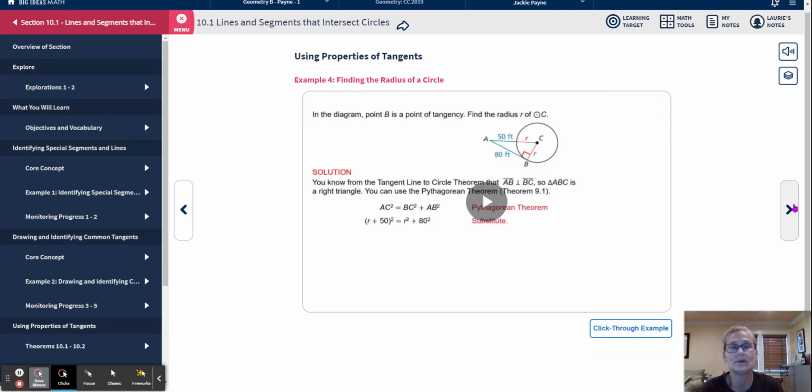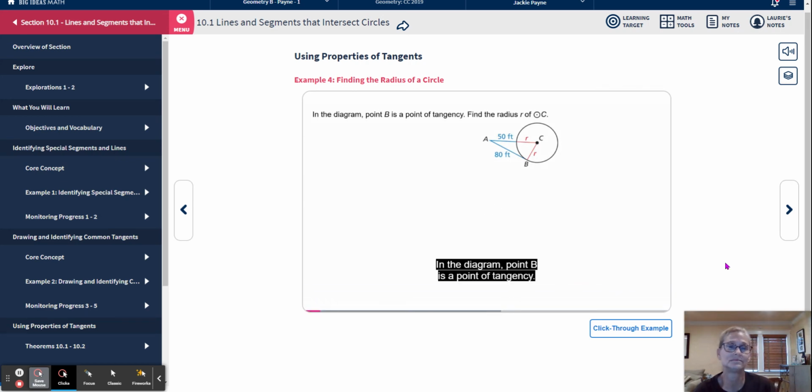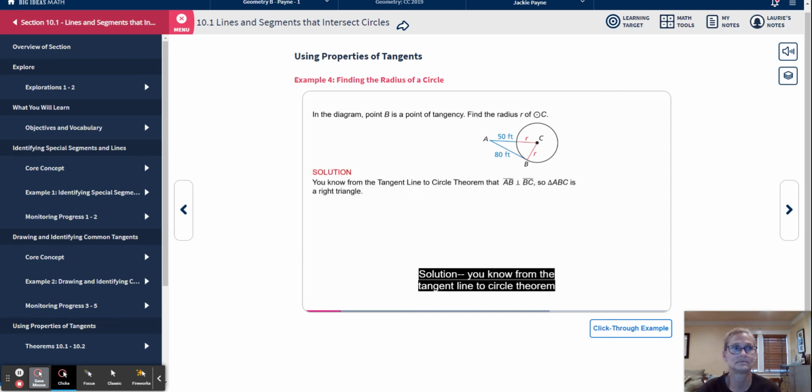Here's another example of finding the radius of a circle. In the diagram, point B is a point of tangency. Find the radius r of circle C. Solution. You know from the tangent line to circle theorem that segment AB is perpendicular to segment BC. So triangle ABC is a right triangle. You can use the Pythagorean theorem to find the length of the radius.